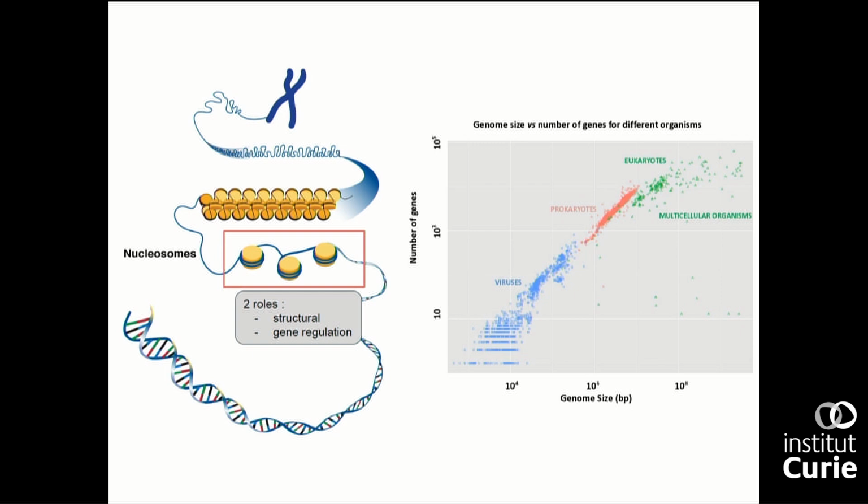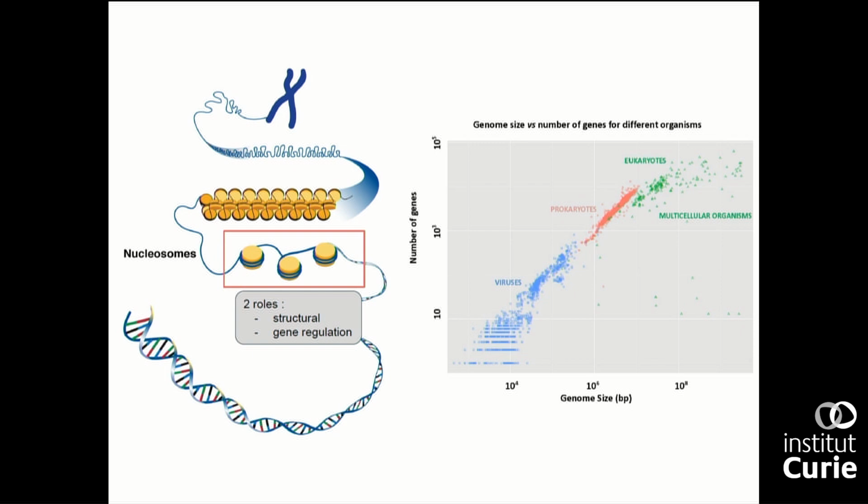What is very nice about these nucleosomes is that they have 2 roles. The first role is a structural role. The second role is a gene regulation role. The structural role is to soften the DNA molecule. The DNA molecule is very stiff. The Young modulus of a DNA molecule is the same as if you put a raw spaghetti on a scale. It's very stiff, raw spaghetti.